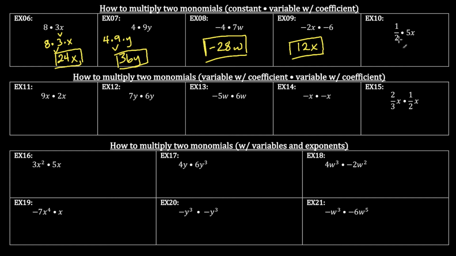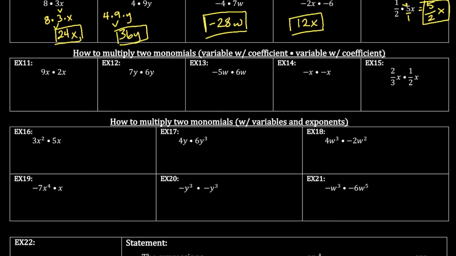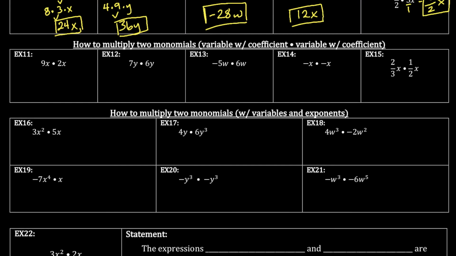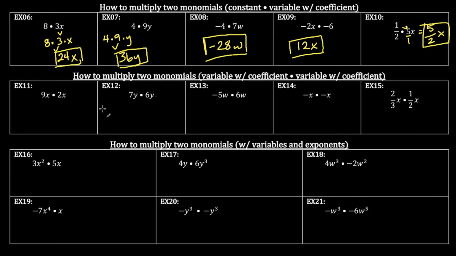And lastly, we have half times 5x. Remember, if it's a fraction, we need to multiply by a fraction. 1 times 5 is 5. 2 times 1 is 2. No x times x. We get an x. Actually, there's no use in wasting all the space.